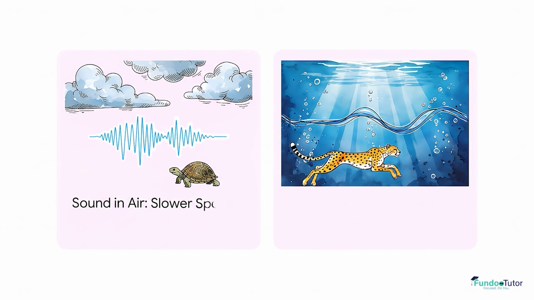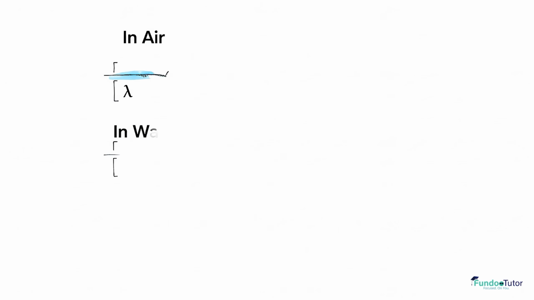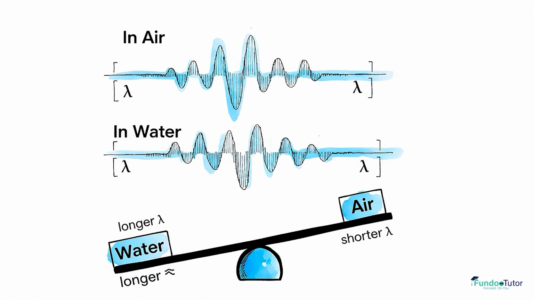And wow, look at the difference here. In air, sound is kind of plodding along at about 340 meters per second. But in water, it's a speed demon, clocking in around 1,500 meters per second. That is a huge difference in speed. So what does this all mean for our answer? Well, since the speed is so much higher in water, and we know speed and wavelength are directly proportional, the conclusion is simple. The wavelength of the sound has to be longer in water than it is in air. And that right there is a perfect answer for a compare question.